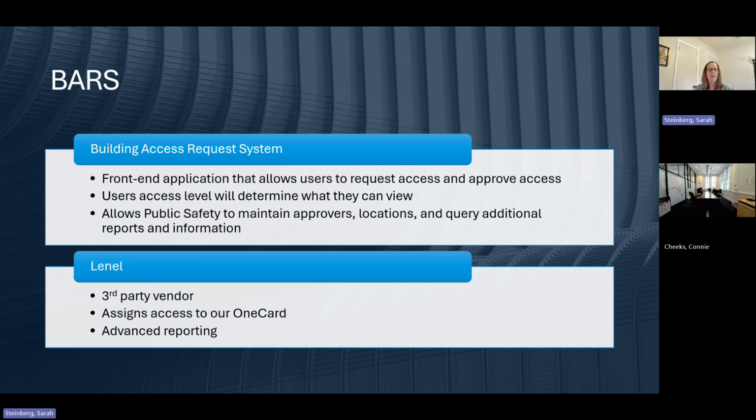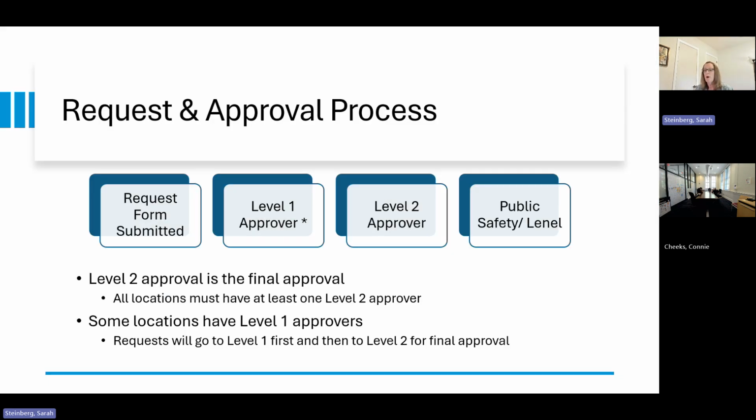Again, this is a high-level overview of the request and approval process. If you already know this information, I apologize. I just like to make sure everyone's on the same page. But the request and approval process is pretty straightforward. The user or the user's manager, in most cases, will submit their request form to give access to a particular individual. Then it will go through the appropriate approvers for the selected locations.